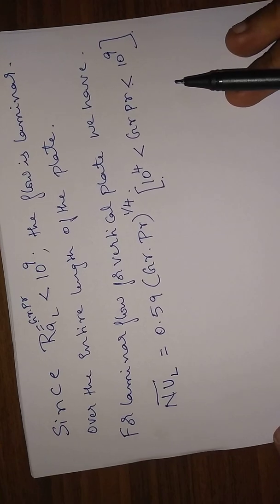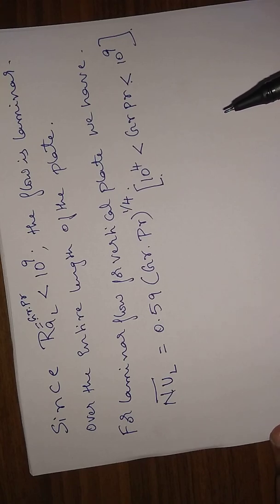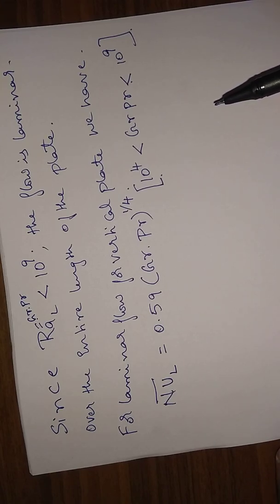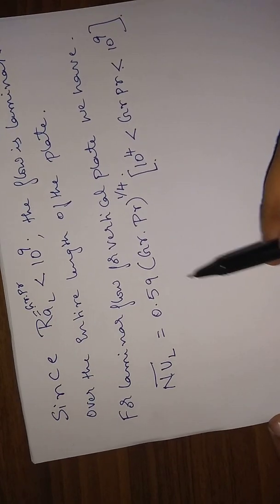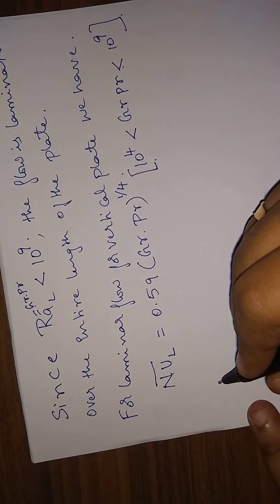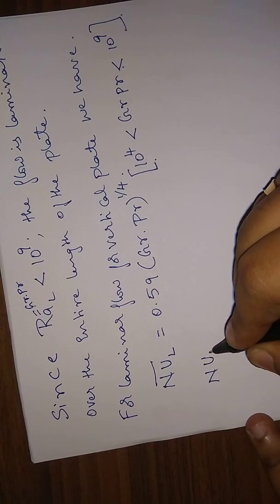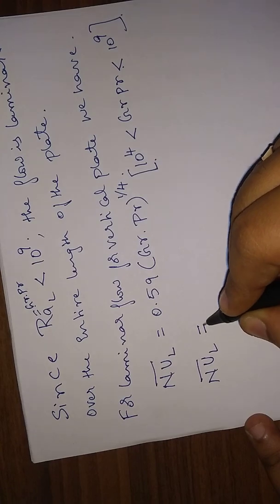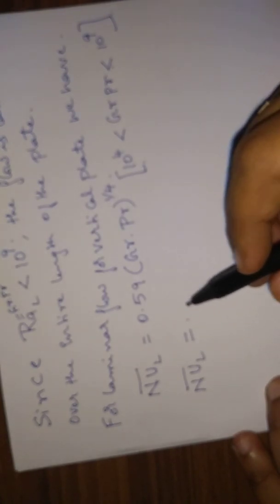Now if you open any other textbook, they also give one more correlation, the Churchill and Chu correlation, which I can discuss in the next video. If you adopt this formula, you can get the result. It is coming out to be around 60.740.